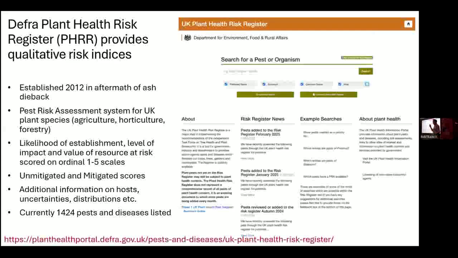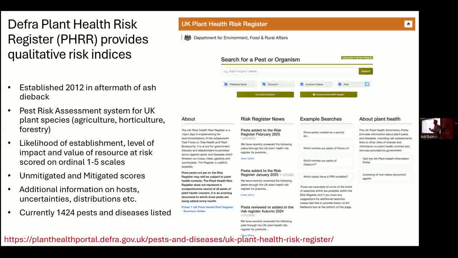So we had a think: where is the information? How can we get the information? And luckily, there is this one source now. It's the DEFRA Plant Health Risk Register, PHRR. Just have a look at it. DEFRA is the Department for Environment, Food and Rural Affairs in the UK.